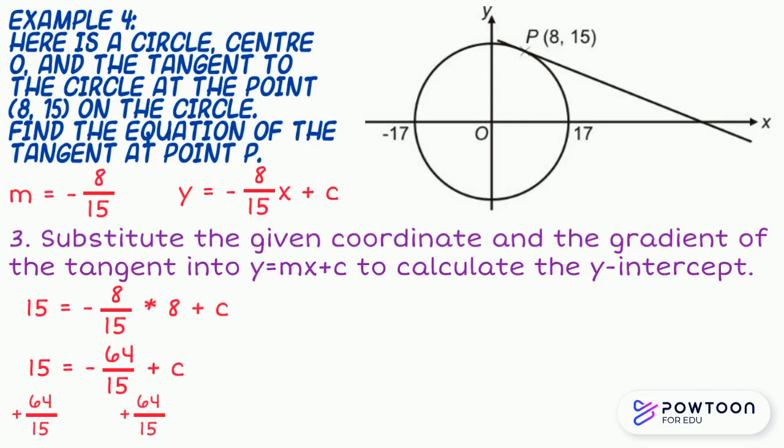So we're going to add 64/15 to both sides, and that makes it that we have a c value of 289/15. If you're unsure of how I got that, then you can post a comment to me, but it is just by simply changing 15 to an equivalent fraction with a denominator of 15. Now we can actually write the equation of our tangent by just simply using the gradient and the y-intercept in the y equals mx plus c form. So our answer is just y equals -8/15x plus 289/15.